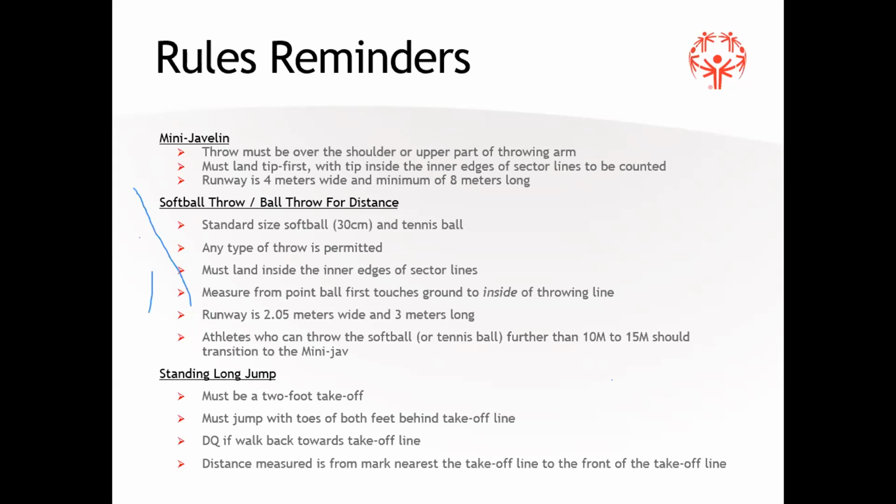Yeah, the bottom line is that the softball throw and the 50-meter dash, for that matter, and the tennis ball throw are designed for lower ability athletes. And so if an athlete can throw the softball 10 to 15 meters, I think the cutoff we had, Ron, was 20 meters, but if they can do that, they really should be moving into the mini jab shot. Maybe not this year, but mini jab. Anybody who can throw a softball 10 to 15 meters can learn to do the mini jab.